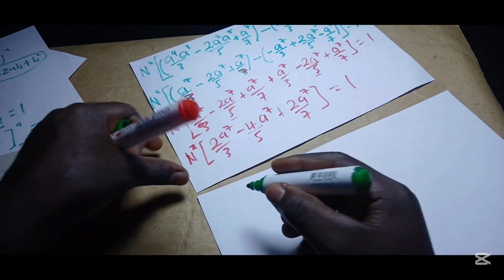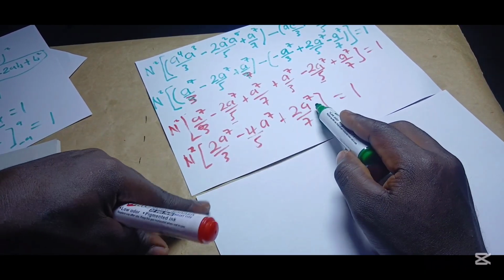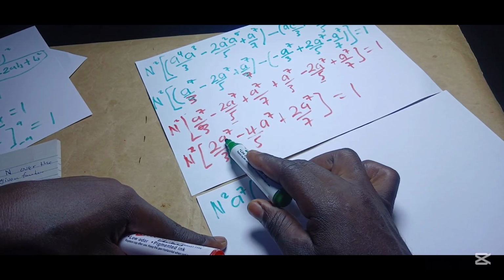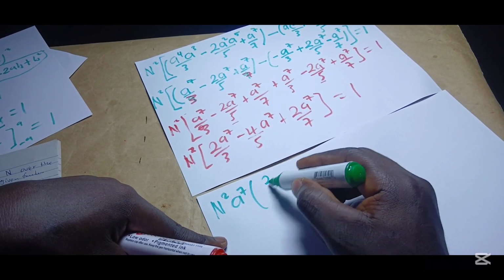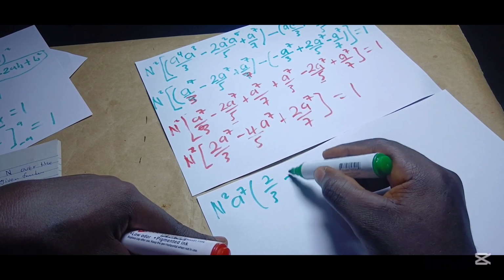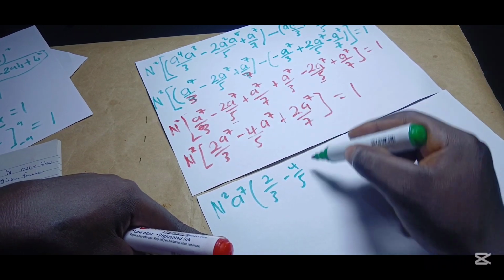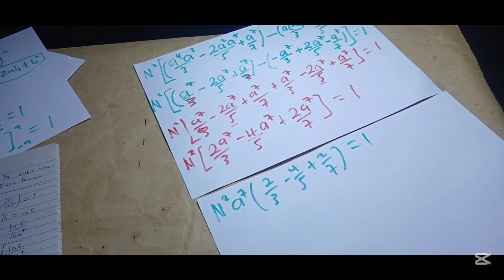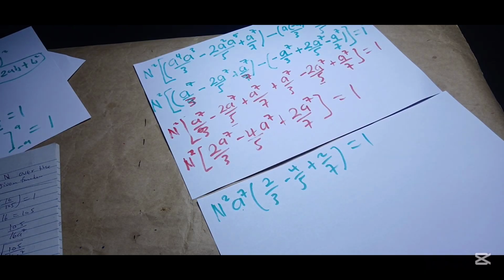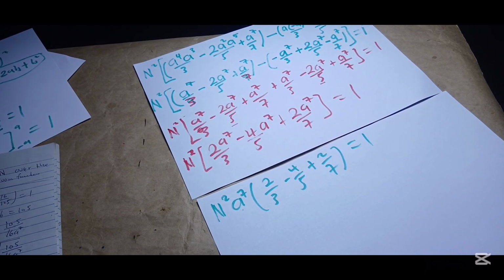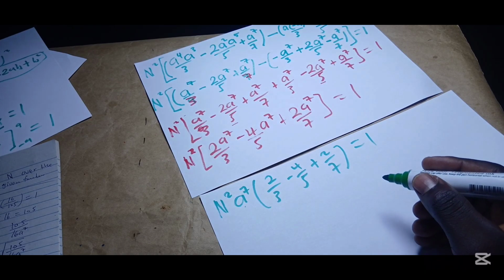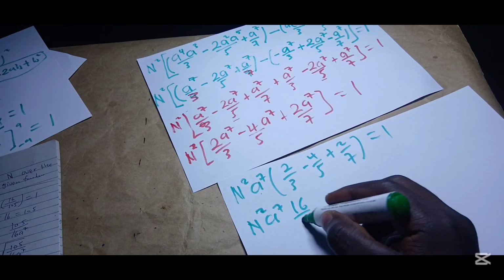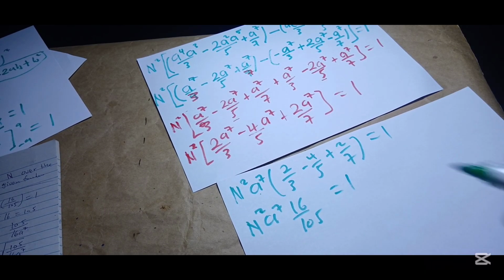Now the next thing we want to do is to factor a to the power 7 out, since it is a common term here. So we are going to have n to the power 2, a to the power 7. Factoring a to the power 7 out, this place remains 2 over 3, and this place becomes minus 4 over 5, and this place becomes plus 2 over 7, since we factored a to the power 7 out here, so equal 1. So let's add the whole thing here. That is going to give us 16 over 105. So n to the power 2, a to the power 7, multiplying 16 over 105 equal 1.